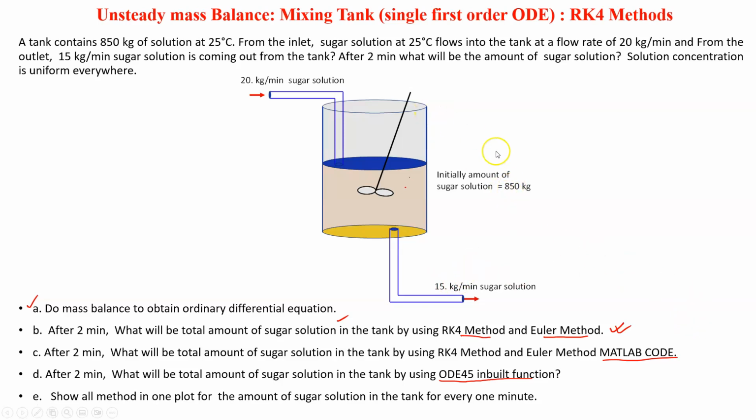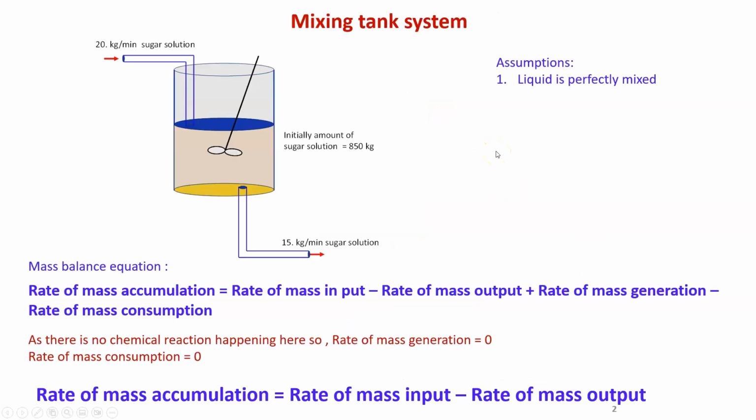Now first we have to solve this problem, meaning we have to do the mass balance, and we'll get that ODE. Here the assumption is the liquid is perfectly mixed, meaning the concentration is the same everywhere. Now the mass balance equation: we know the general mass balance equation is rate of mass accumulation equals rate of mass input minus rate of mass output plus rate of mass generation minus rate of mass consumption.